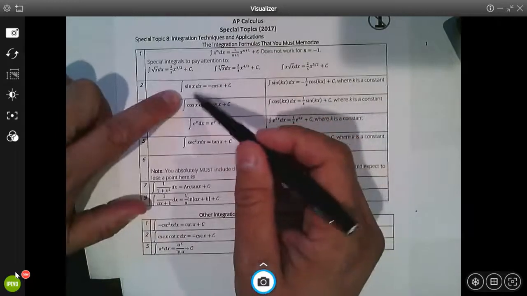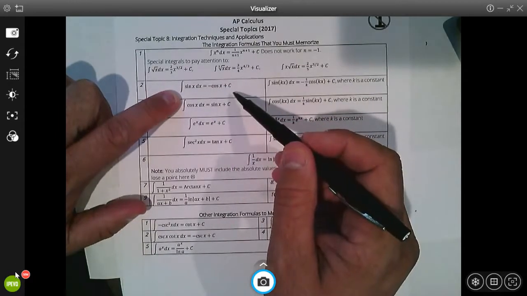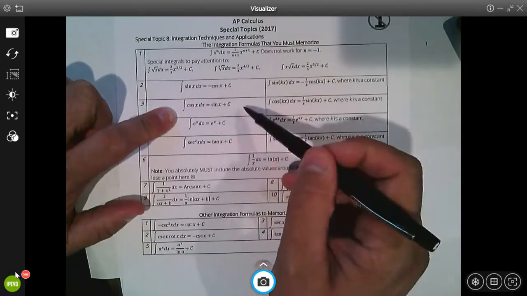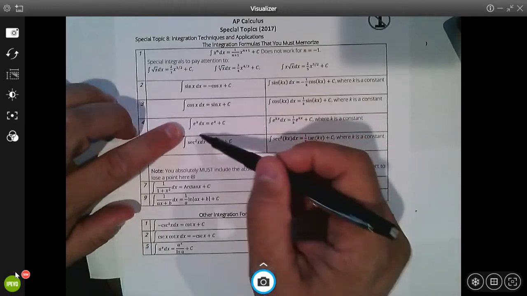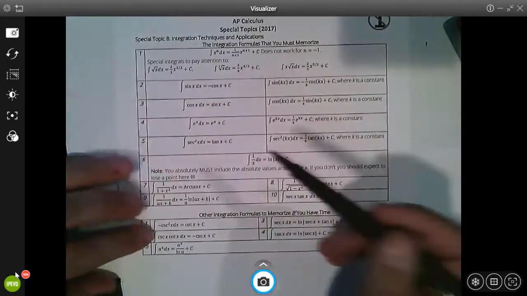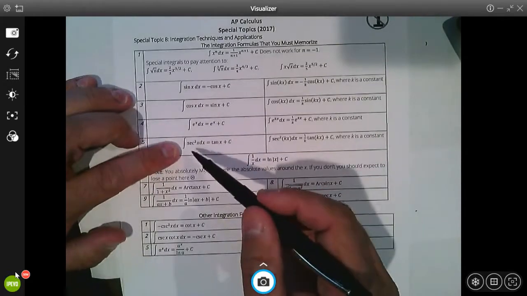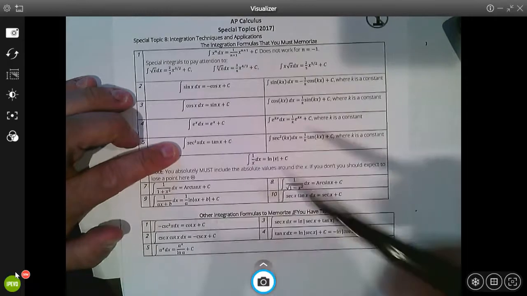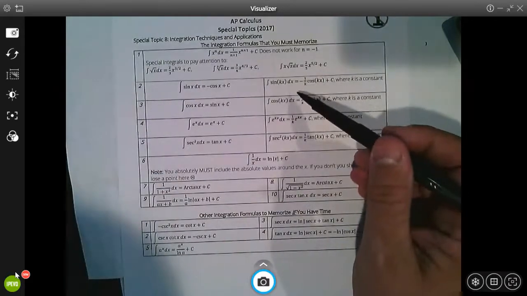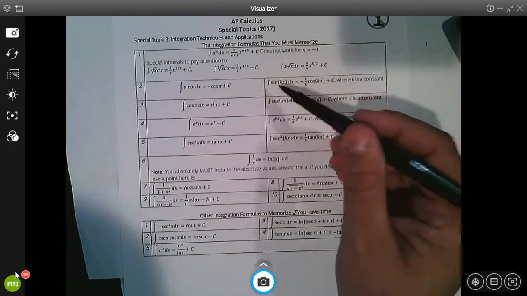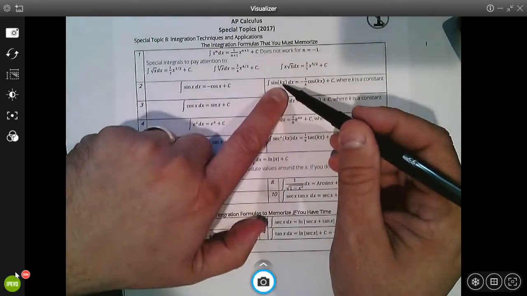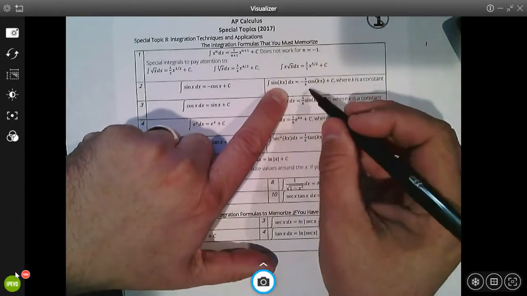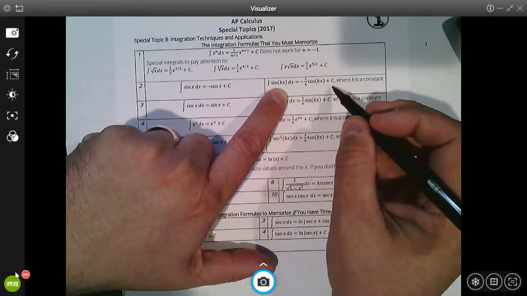You need to know that the integral of sine of x is negative cosine of x plus c, that constant of integration. The integral of cosine of x is sine of x plus c. The integral of e to the x is e to the x plus c. Now we start getting into some of the specialty ones. The integral of secant squared of x with respect to x is tangent of x plus c. I like to think of these as the chain rule version. The integral of sine of kx, if k is a constant, maybe k is 3 or 5 or pi, is -1 over k, cosine of kx plus c.